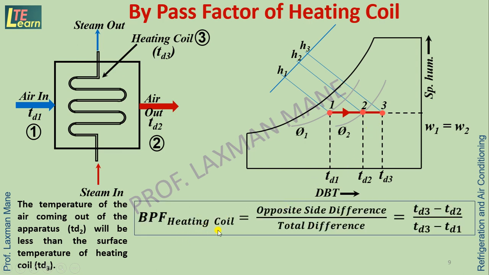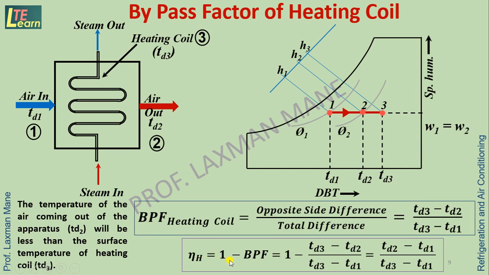So the bypass factor of the heating coil we can write by the general formula, that is opposite side difference divided by total difference. The process is 1, 2, 3. So the opposite side difference is 2, 3, which can be written as 3 minus 2, meaning TD3 minus TD2, divided by the total difference, meaning the difference between point 3 and 1. So TD3 minus TD1.